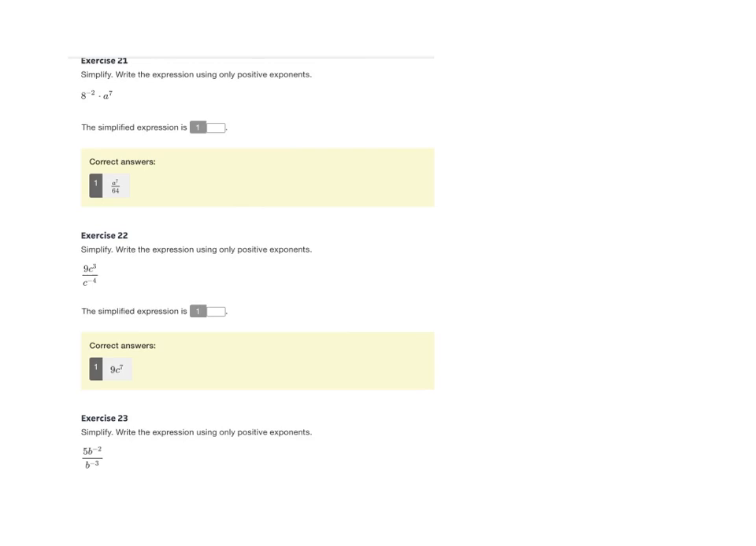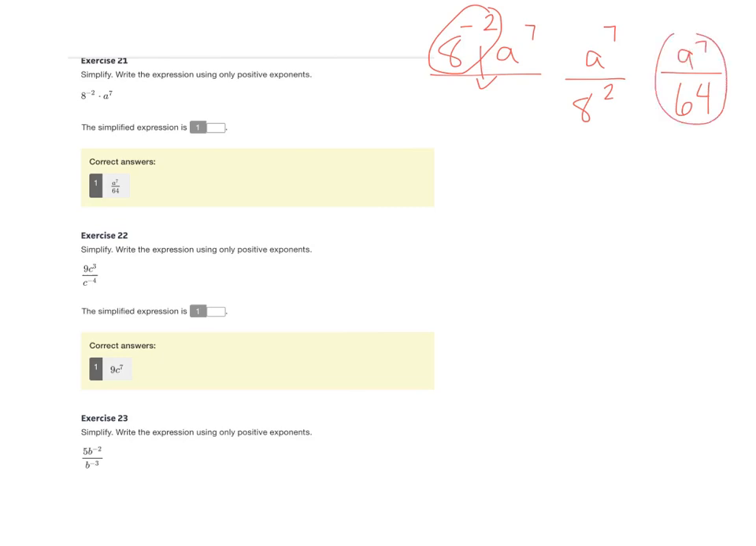Number 21, we've got 8 to the negative second, a to the seventh, and the part with the negative is what we're going to send to its room. So this would be a to the seventh over 8 to the second, and 8 to the second is 64. A to the seventh over 64. So that is 21.